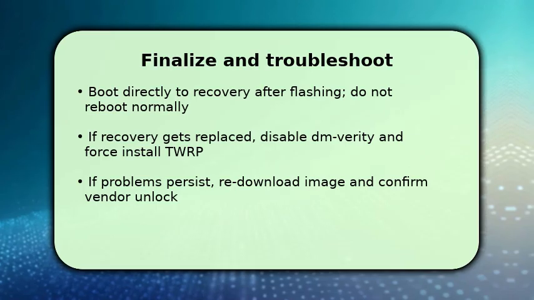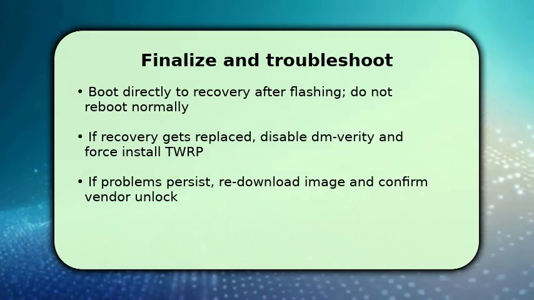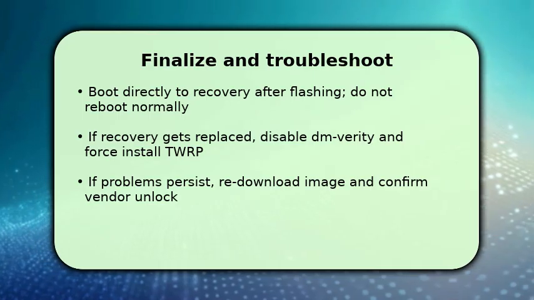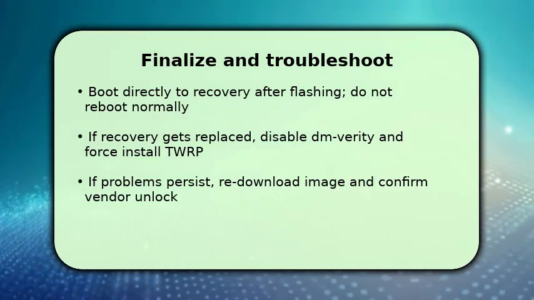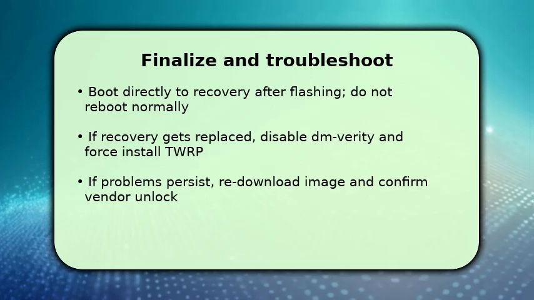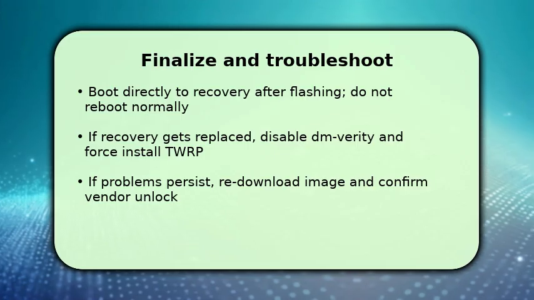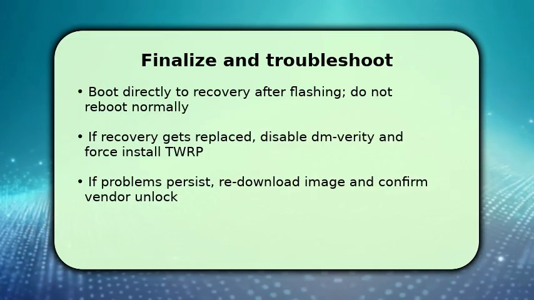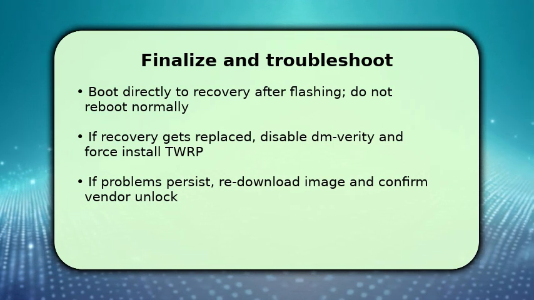If TWRP is overwritten, ensure the bootloader is unlocked, disable DM-verity or forced encryption if prompted, and reflash using the correct slot. If you still can't open TWRP, re-download the official image, verify the checksum, and repeat the process. If errors continue, check the fastboot output for permission or vendor lock messages and act on those hints.